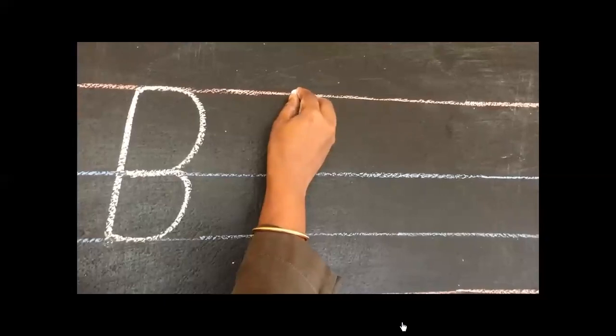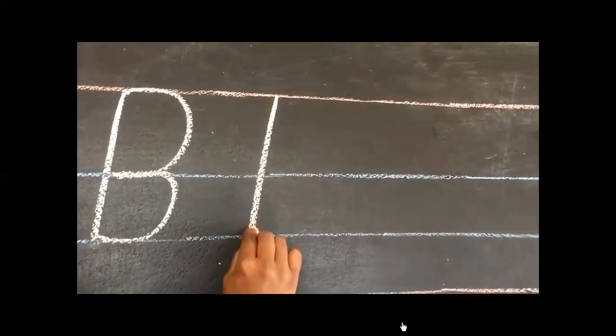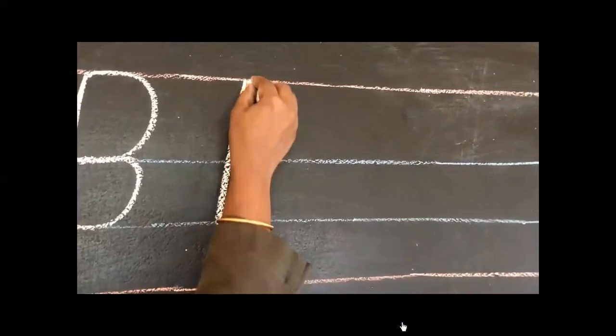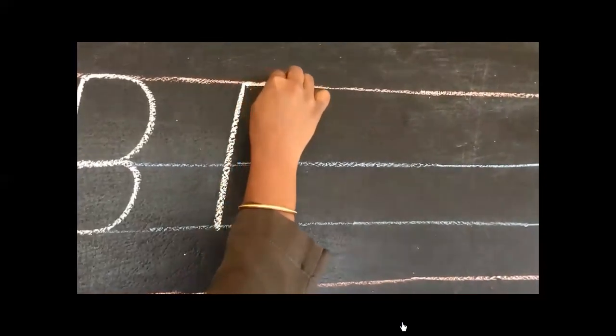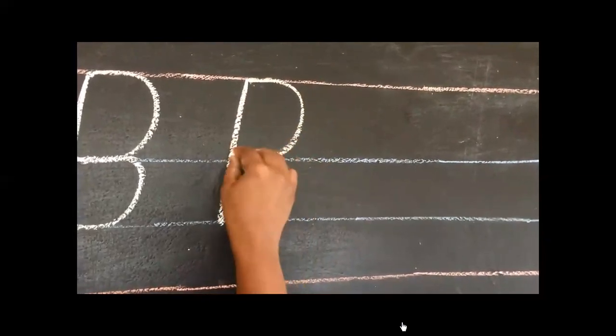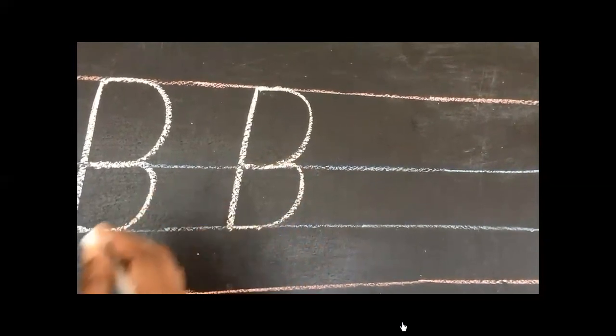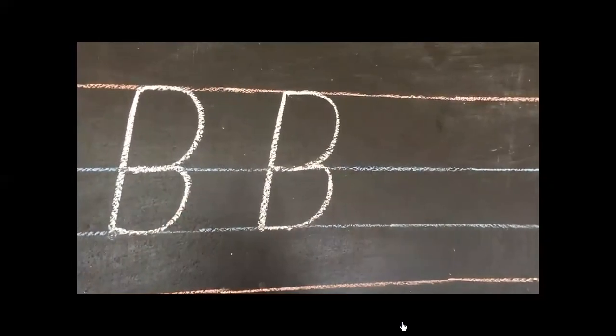Let's do it once again. We draw a standing line from the first to the third line. And then we draw a backward curve from the standing line, that is from the first to the second line. And then again, another backward curve from the second to the third line, making capital B.